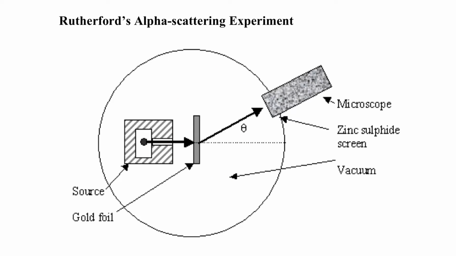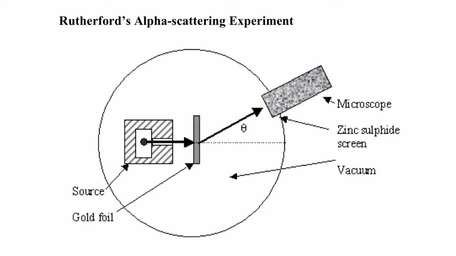So it will penetrate or hit the gold foil, and Rutherford wanted to see what happens when these alpha particles hit the gold foil. Will it stop? Will it be deflected backwards? Will it penetrate? So how to investigate?